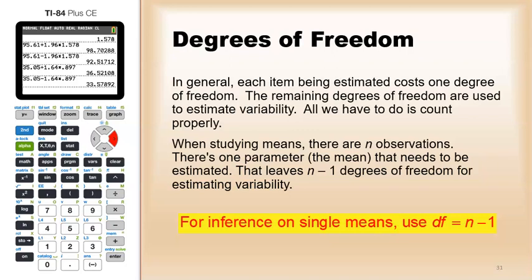When it comes to studying means, we start off with a sample size of n. We have one parameter, which we call the mean, so that needs to be estimated. So that leaves n minus 1 degrees of freedom for estimating variability. So when it comes to inference on single means, we'll use the degrees of freedom of n minus 1. That is, degrees of freedom is the sample size minus 1.